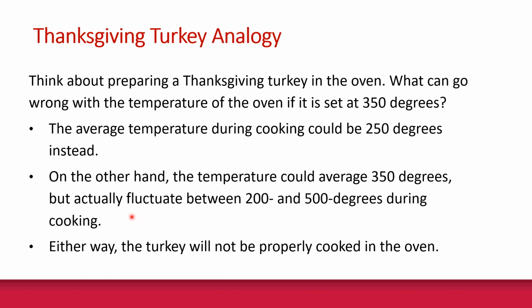On the other hand, you could have wild fluctuations, right? So it could go down to 200 and then kick on the heaters and heat back up to 500 and kick off the heaters. So it's a wide swing of cycling temperatures. But on average, maybe it stays around 350. But either way, you wouldn't want either one of these kinds of problems. Either way, the turkey's not going to be properly cooked in the oven, right?